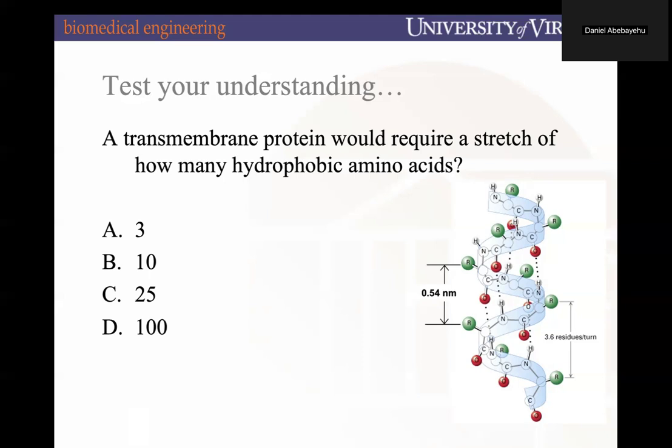So go ahead and try to figure out, knowing that the thickness of the cell membrane is 4 nanometers, and given this information that each turn is half a nanometer, and we have 3.6 amino acids for each turn, how many amino acids do you think would be present within that region, or how many are required to stretch across the cell membrane for a transmembrane protein? So do a quick back of the napkin calculation.